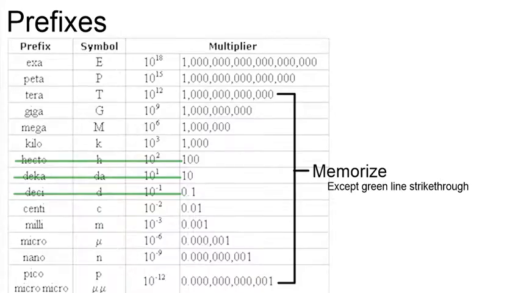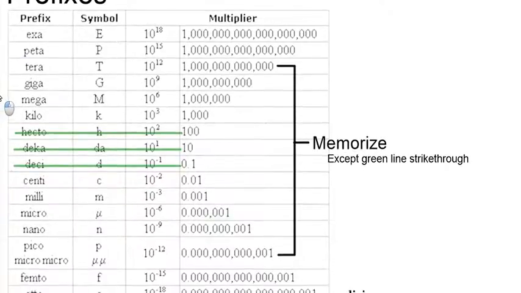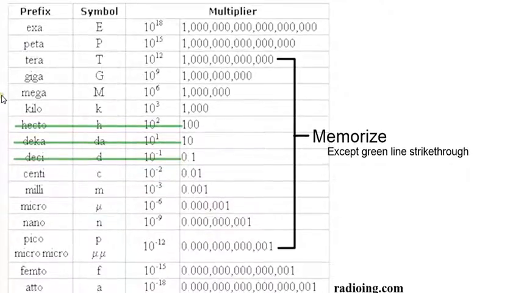Your prefixes. Here is a list of the standard prefixes for the metric system. You need to memorize the ones from 10 to the 12th to 10 to the negative 12th. So that would be tera to pico, except for hecto, deca, and deci. These are still prefixes, just not ones that are commonly used or ones that I will commonly use in this particular classroom. And so you want to make sure that you're familiar with all of these.